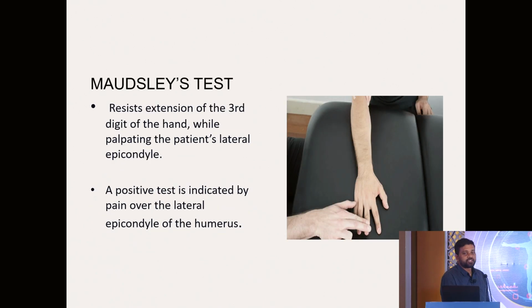Then next is the Maudsley test. Some say this is the specific test for the ECRB, extensor carpi radialis brevis, which is the commonest tendon involved in the tennis elbow. Again, you can confirm with ultrasound whether it is really involved or not. So here, in the same position with extension of the elbow and pronation, do a resisted extension of the middle finger. If there is any tenderness in this area, we can think of lateral epicondylosis.